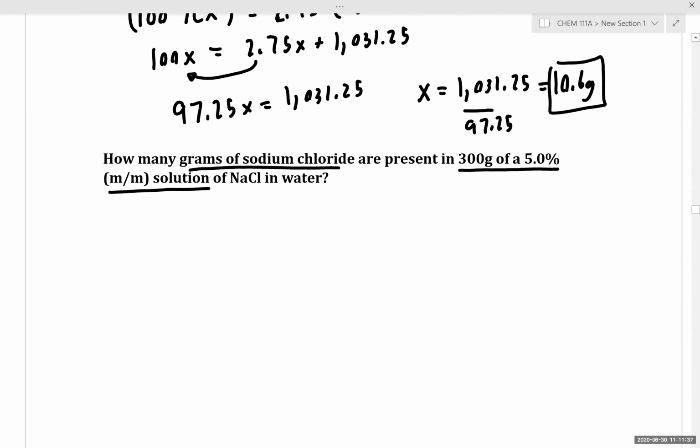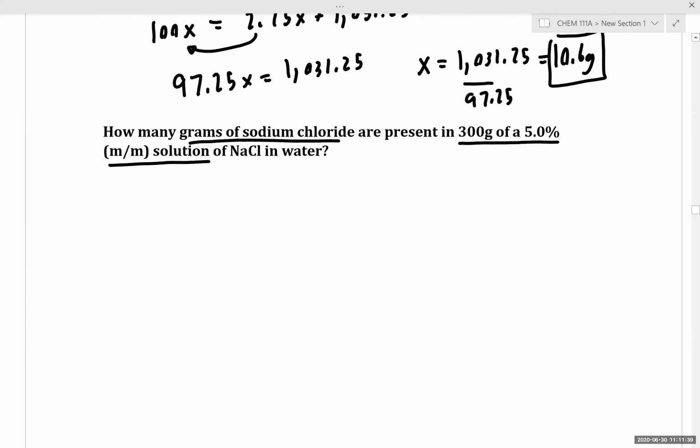Actually, before we do a problem solving session, let's do another example. This is another type of problem that you'll see for mass percent. And let's work this one through together, just to cover a broad swath of problems.